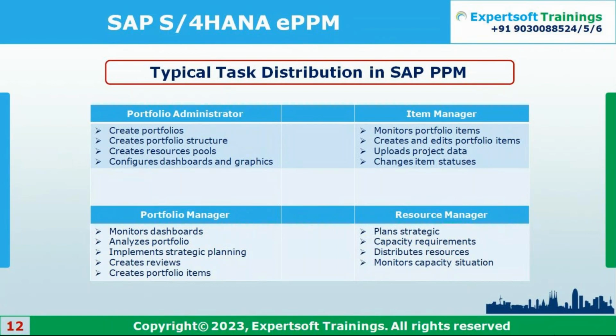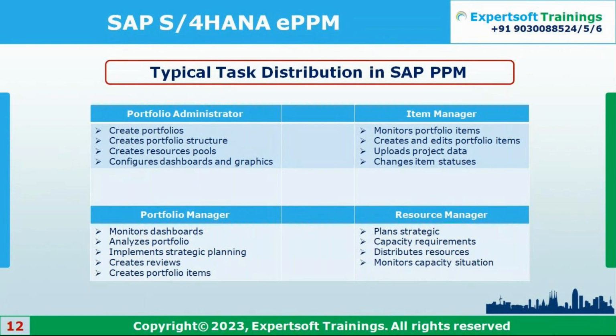Once he is done with this part, we have different roles called the portfolio manager and the item manager. The portfolio manager monitors the dashboards. You can create dashboards under that, analyze the portfolio, and implement strategies as per the business objectives and goals. You can create reviews, and you can create portfolio items also. Once you have created these portfolio items, the role shifts to the item manager.